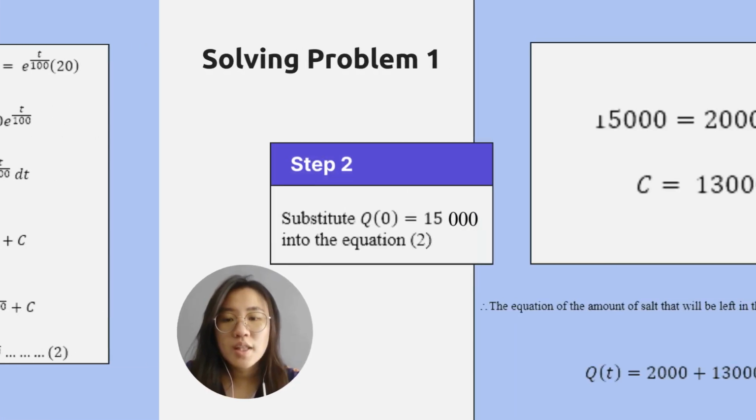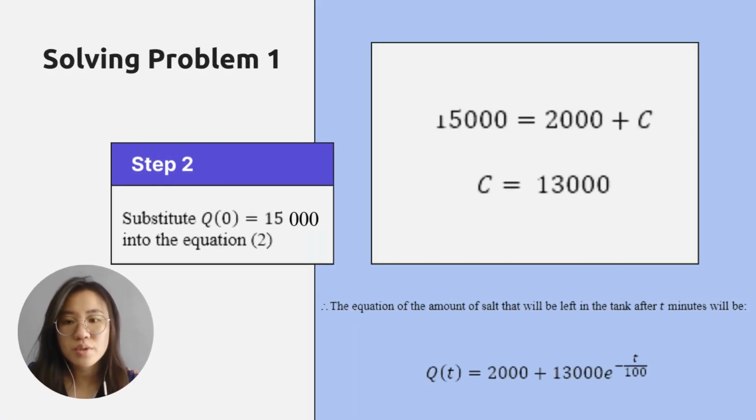Next, we continue by substituting Q0 equal to 15,000 grams into equation 2, and we find that the constant C is equal to 13,000. Hence, we can conclude that the equation for the amount of salt left in the tank after t minutes is Q(t) equal to 2000 plus 13,000 e to the power of negative t over 100.